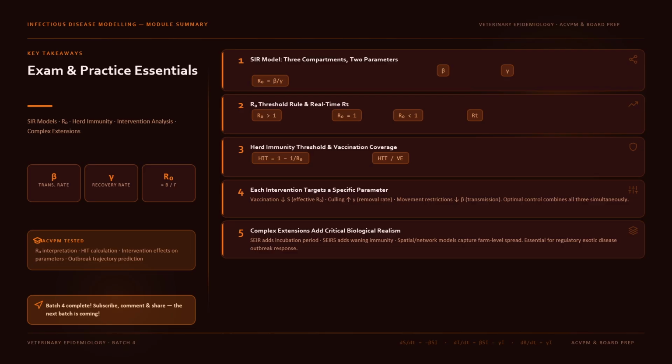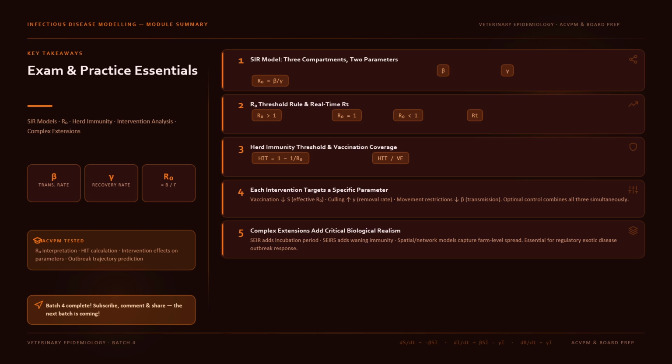Let's bring it all together with the key takeaways. 1. The SEIR model splits a population into 3 compartments driven by just 2 parameters, beta and gamma, with R naught equal to their ratio. 2. The threshold rule. R naught above 1 and the epidemic grows, below 1 and it fades, and we track RT in real time to see whether control is working.